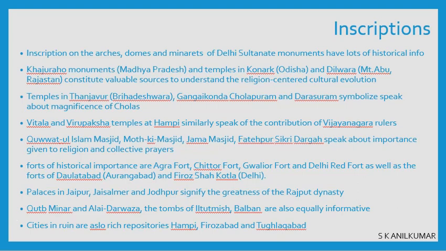So all these things are sources of information to study the type of people, the type of rulers, and the type of art, craft, architecture, and engineering that they had in mind in those days. Palaces of Jaipur, Jaisalmer, Jodhpur have beautiful lakes inside. They have beautiful gardens. They are built on rugged hills and mountains.